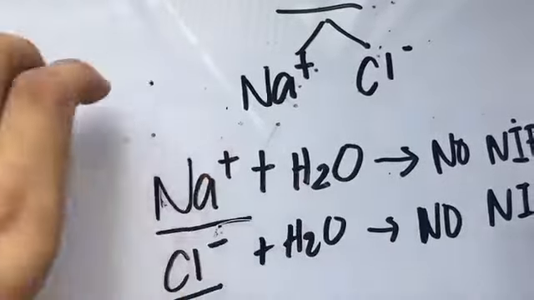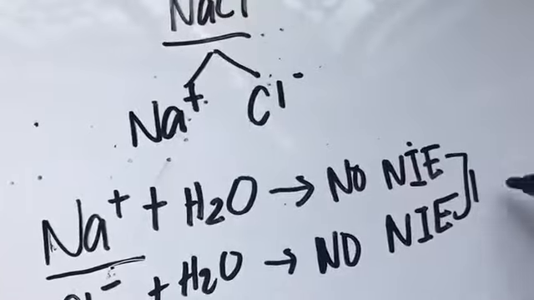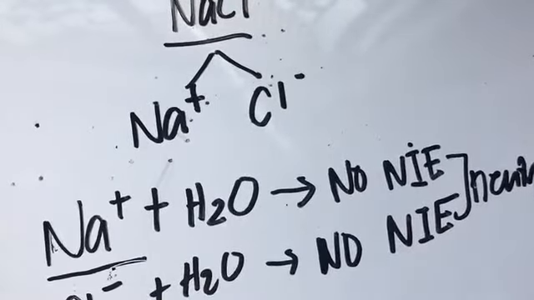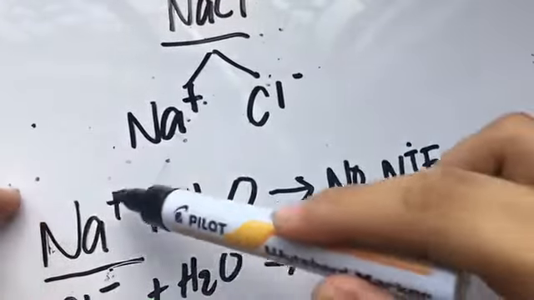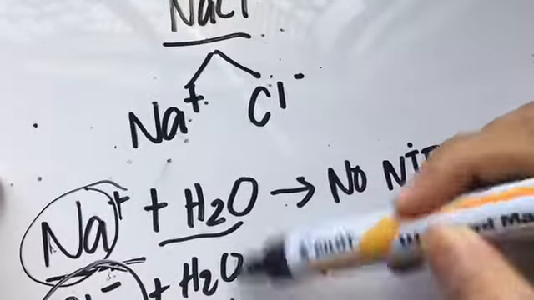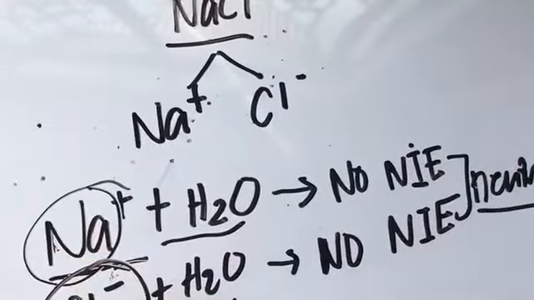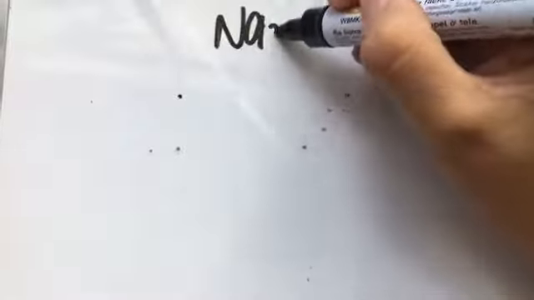That is why our salt solution became neutral, right? Because these ions do not hydrolyze the water. That's why we have a neutral salt solution. Next, we have sodium acetate.